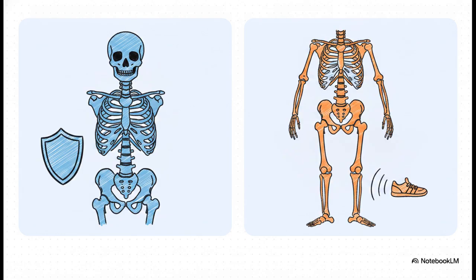Zooming out a bit, we divide the skeleton into two main regions. The axial skeleton includes your skull, your vertebral column, and your ribs. Its main job? Protection and posture. Meanwhile, the appendicular skeleton includes your limbs, plus the shoulder and pelvic girdles. These are designed specifically for movement and support.